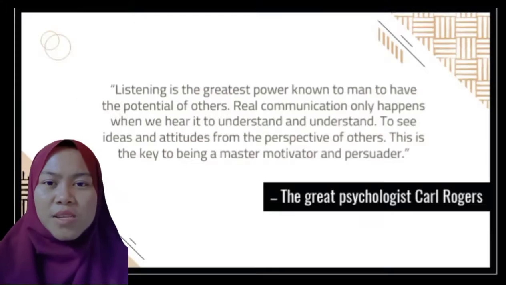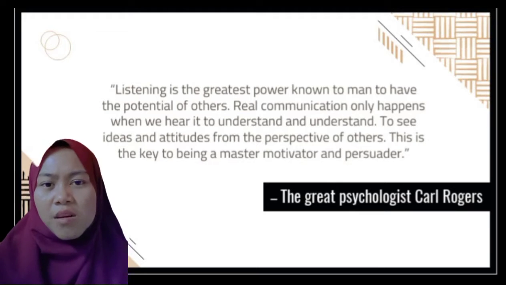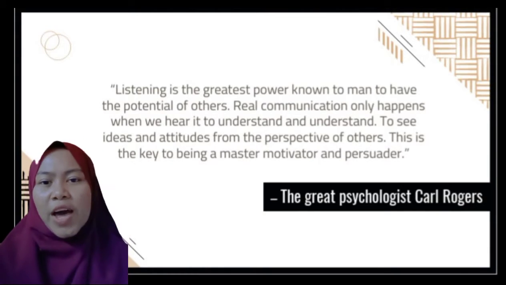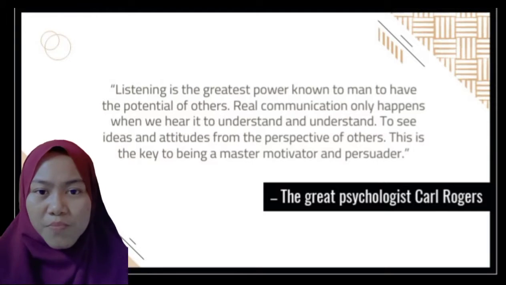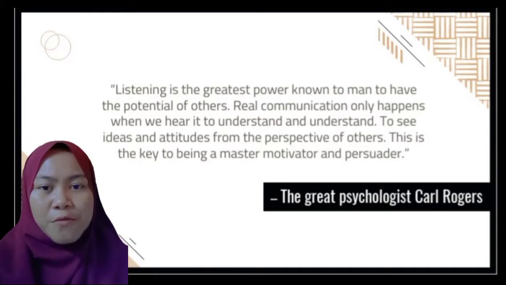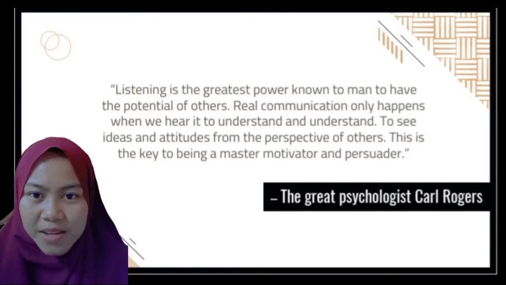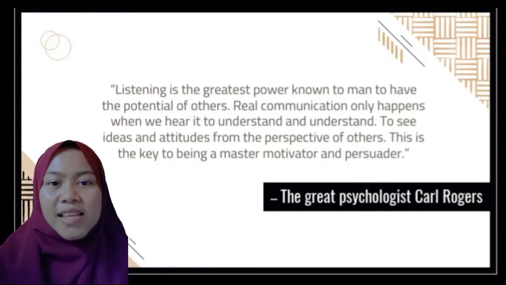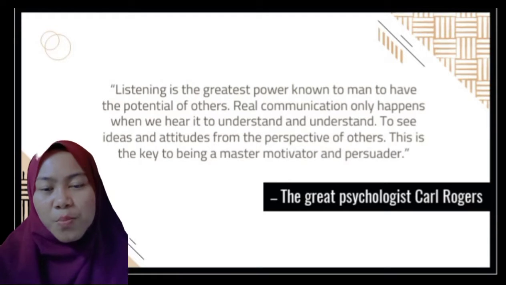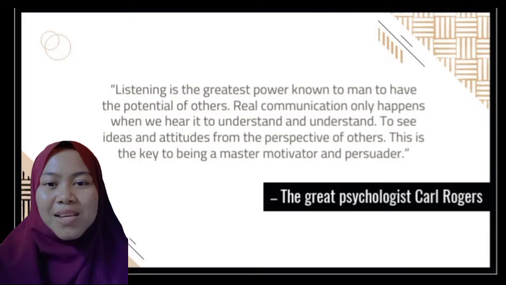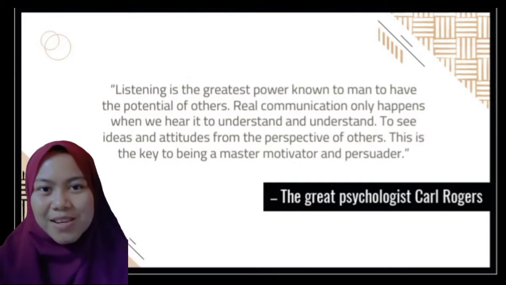And then the great psychologist Carl Rogers said, listening is a great power, a great power known to men to have the potential of others. Real communication only happens when we hear to understand, to see ideas and attitudes from the perspective of others. This is the key to being a master motivator and persuader.